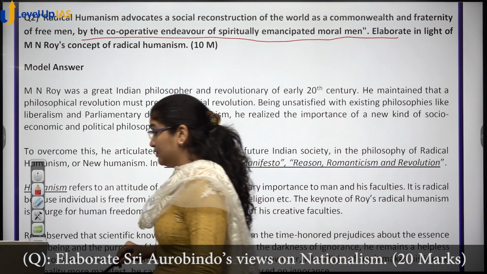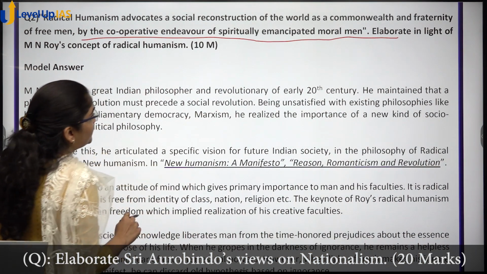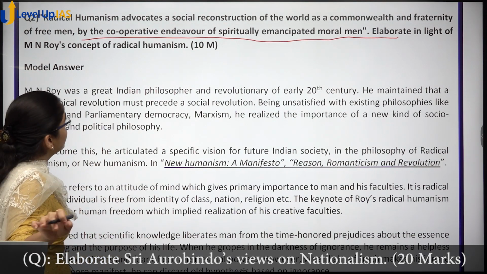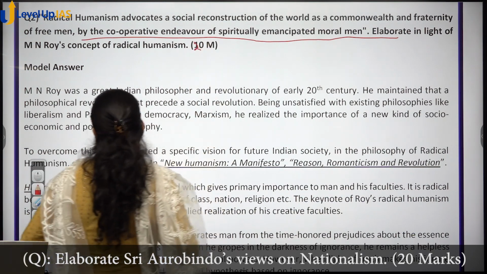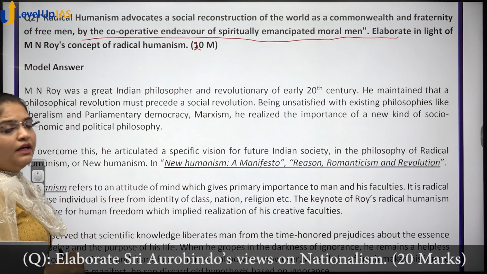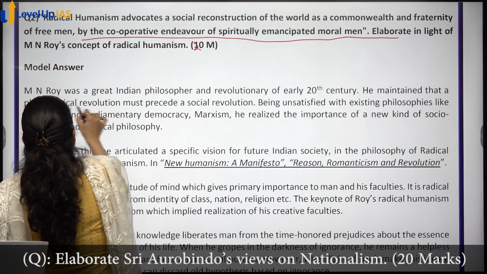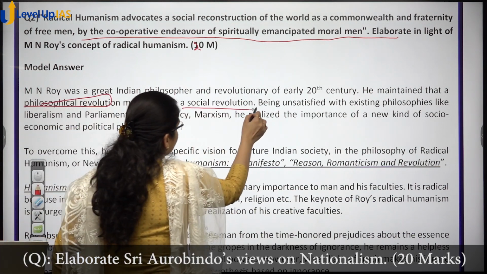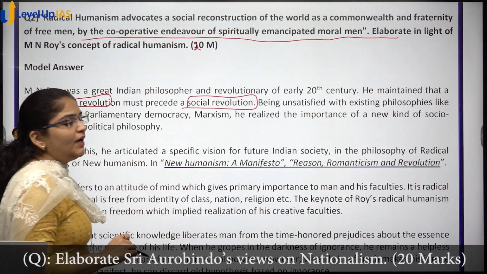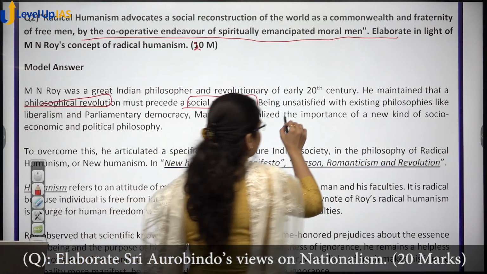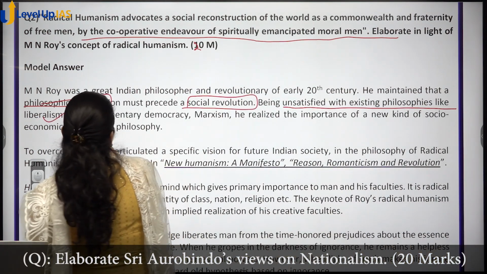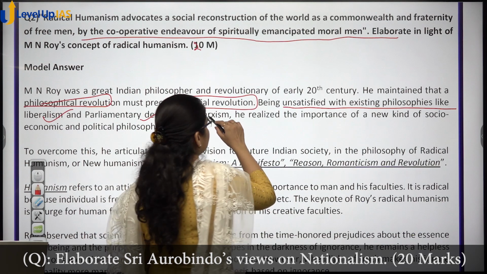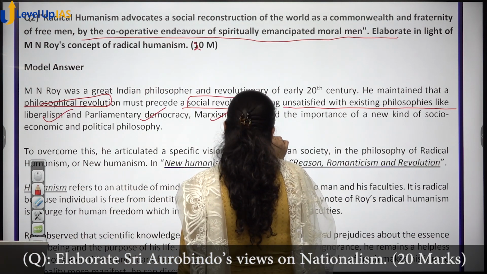So let's come. First, you will be talking about M.N. Roy. It is only a 20-mark question. He was a great Indian philosopher and revolutionary. He maintained that a philosophical revolution must precede any kind of social revolution that we are trying to do. Why? Because he was very unsatisfied with the existing philosophies like liberalism, parliamentary democracy, Marxism, and nationalism.